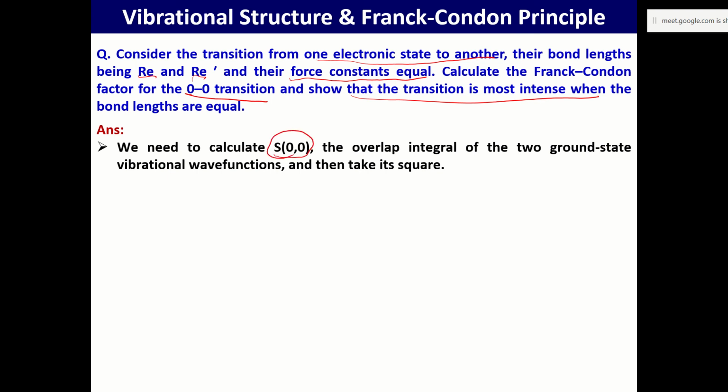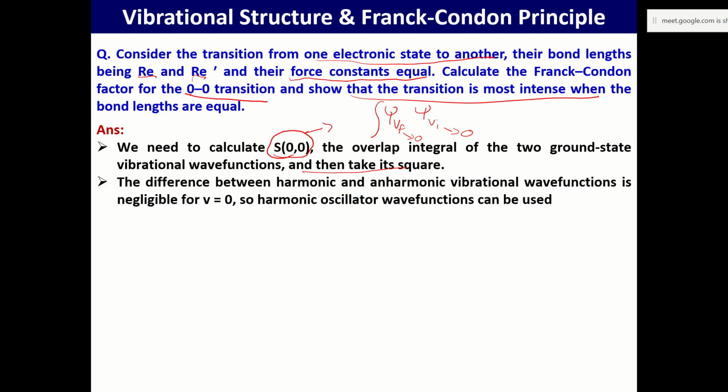S00, the overlap of what is this? This was psi vF and psi vI, the vibrational wave functions, initial and final, when this is zero and this one is also zero, both vI and vF are zero. So we are going to evaluate the overlap integral of the two ground state wave functions, and if we take its square, that will be the Franck-Condon factor. So the overlap integral of the two vibrational functions, and taking the square, is how we complete our evaluation.